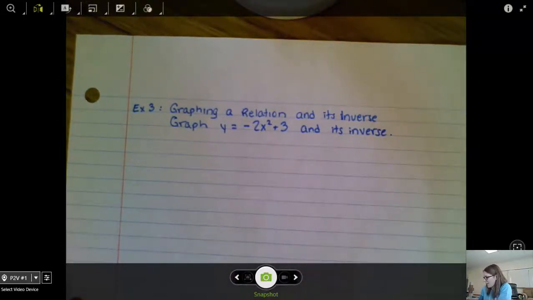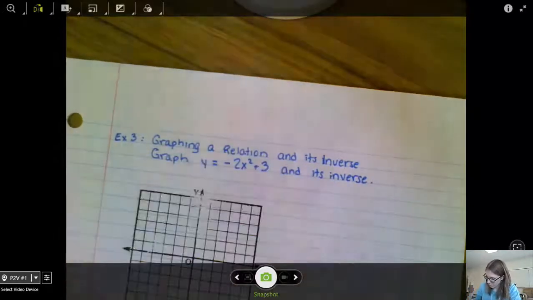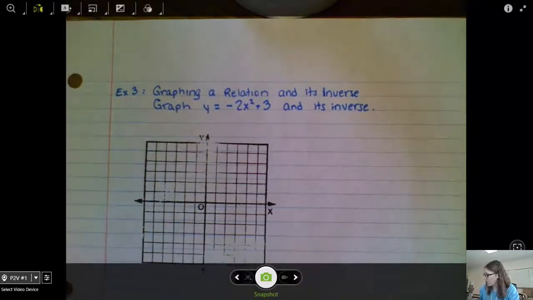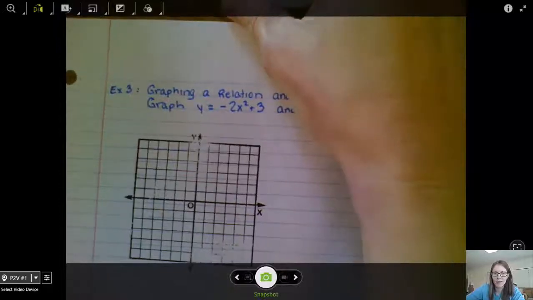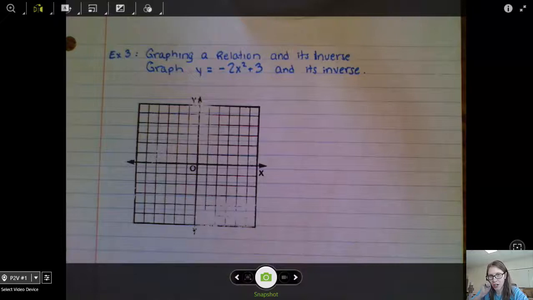Now I'm going to use my handy dandy little coordinate plane stamp here. Worked pretty well, not perfect. To graph right here on my paper. Okay, now in order to start graphing this, y equals negative 2x squared plus 3.